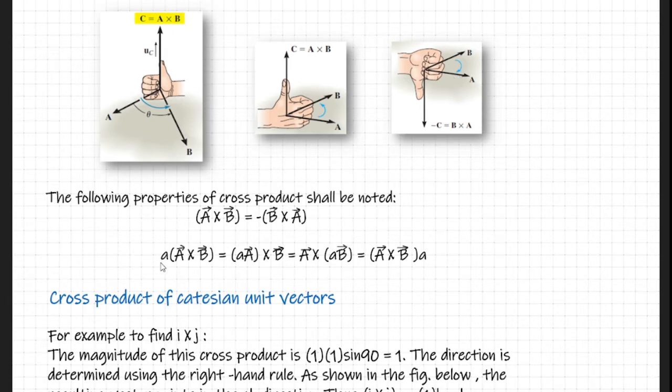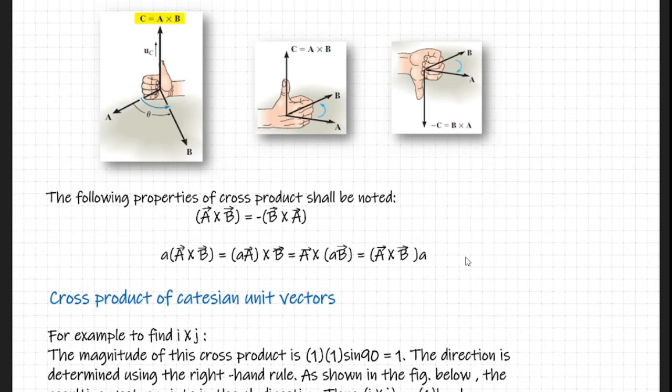Now, if a is a simple scalar quantity, we can do the straightforward multiplication with a cross product. That is, a into vector A cross B can be taken as a into vector A cross vector B, then vector A cross a into vector B, and that's equal to A cross B into a. Now we have defined completely the meaning of the cross product A cross B.